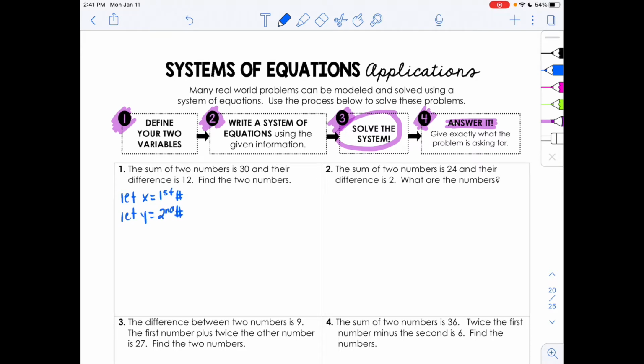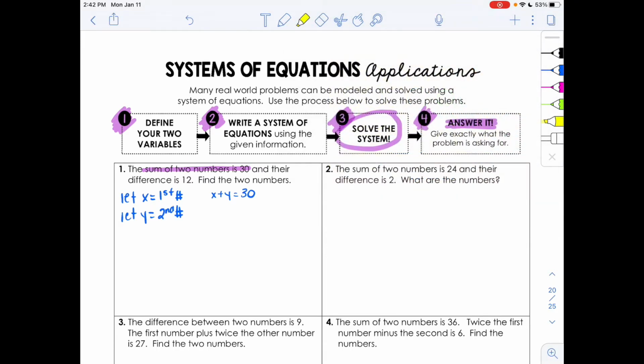Then we're going to use the information in the problem to write our system. The sum of the two numbers is 30. We can use this part of our question to write the first equation. So remember, sum means we add them together. So if I add x plus y, it equals 30. Because remember, we said that x and y were our first and second number.